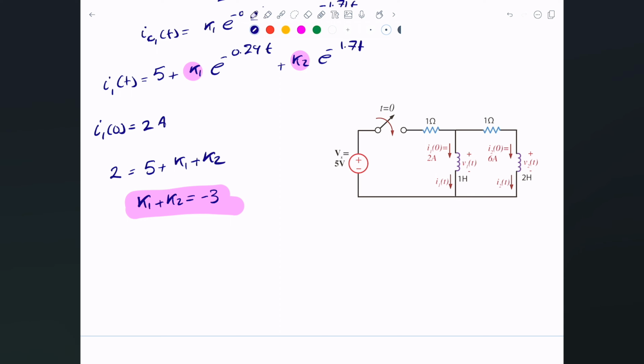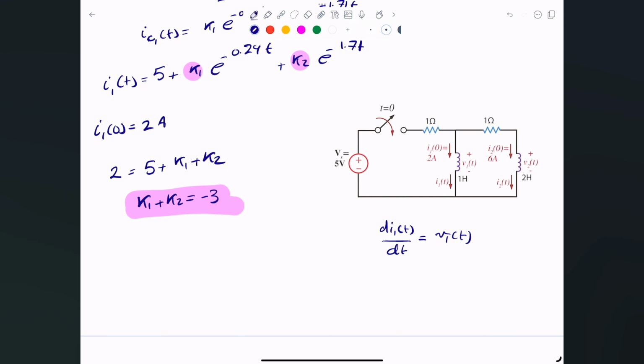What we need is di1(t)/dt, let me just write it here. Well, we know that L times di1(t)/dt is simply v1(t). And this is L1, which in our case is just simply 1 Henry. So that's what we have.